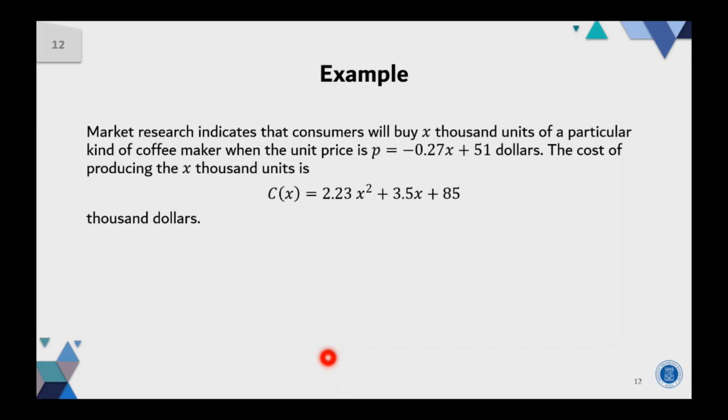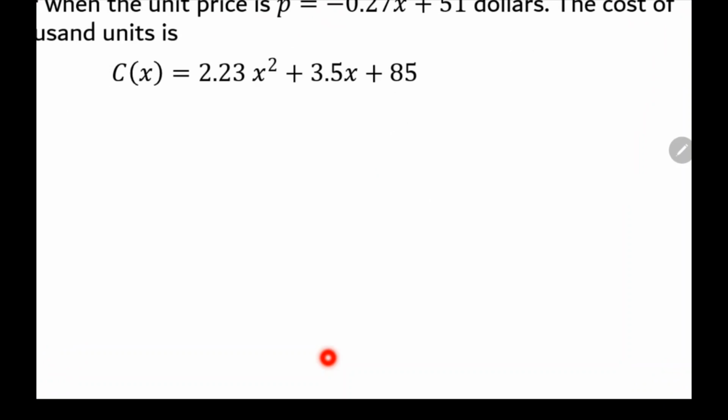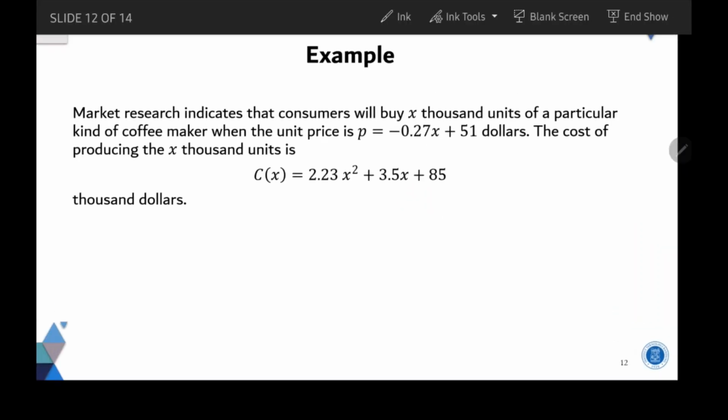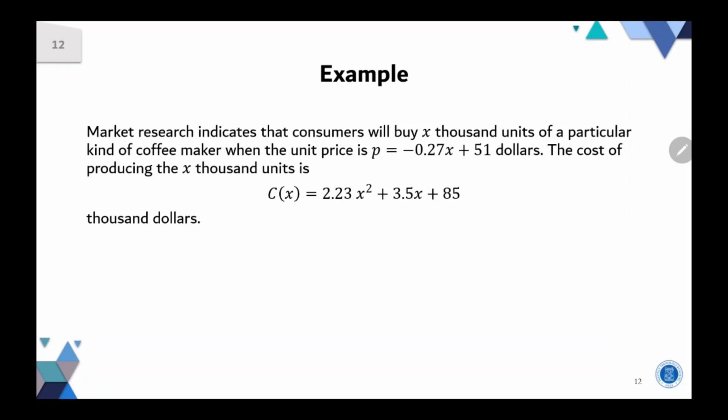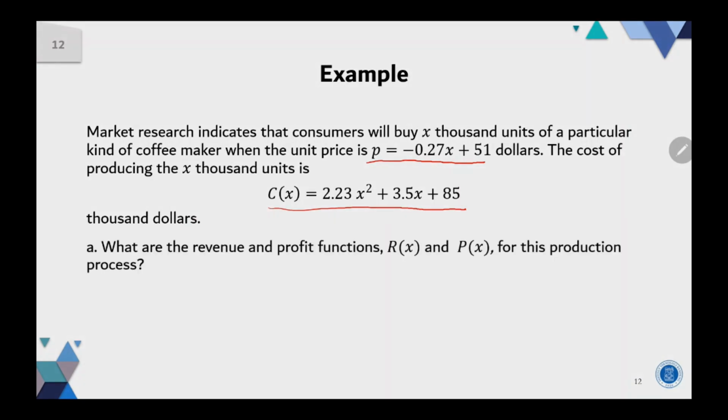Okay, so this is an example. Yeah, you can read the example here. And what we have here? We have the demand function. And we have also the cost function. Yeah, so this cost is in $1,000 and the price is in dollars. Okay. So now what are the revenue and profit functions?